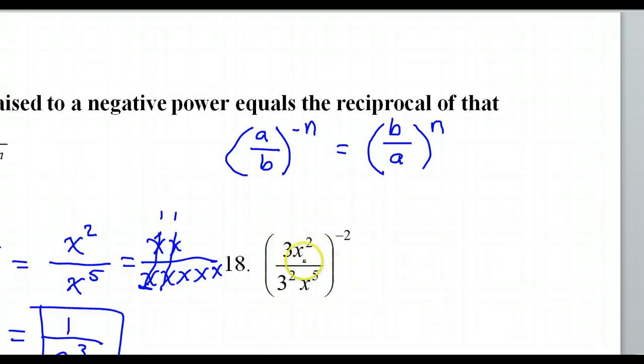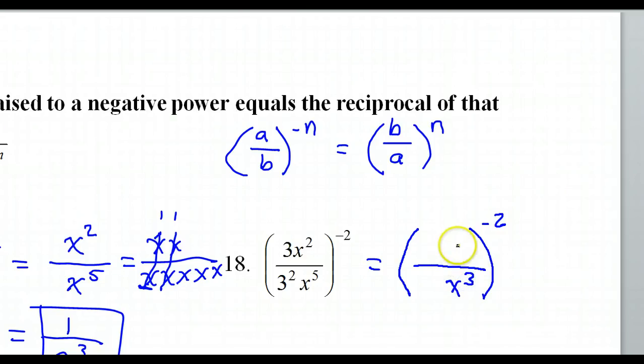Here again, I still would simplify whatever's on the inside first. Simplify this mess, okay? So for a minute, I'm going to leave this as negative 2 power. I will do this whole reciprocal business later. Okay, so look what happens. I have 2 x's in the top, 5 in the bottom. That's going to leave me with 3 x's in the bottom and none in the top. Now here I have 1 3 in the top.